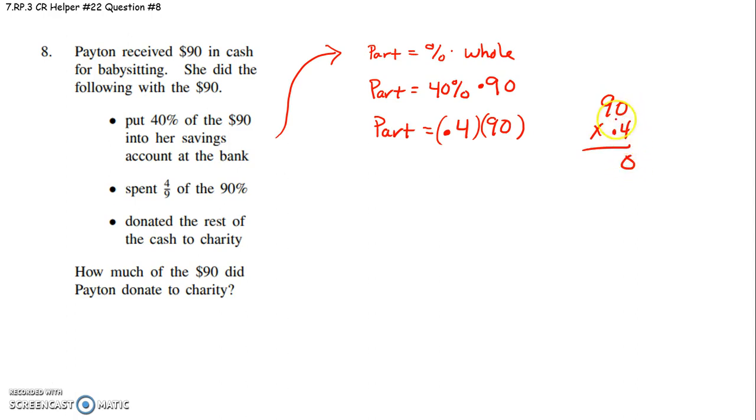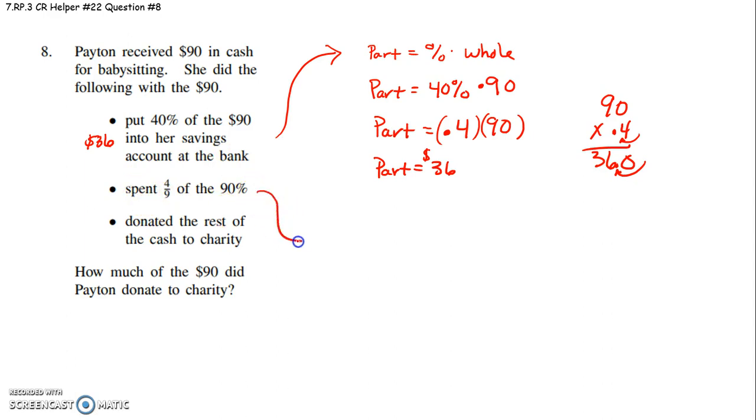Four times 0 is 0, 4 times 9 is 36. Move that decimal point over one because it was moved over one here. So the part that she puts into savings is $36. So she puts $36 into savings. That's 40%. That sounds reasonable. 50% would be 45 bucks. So 36 for 40% seems reasonable.